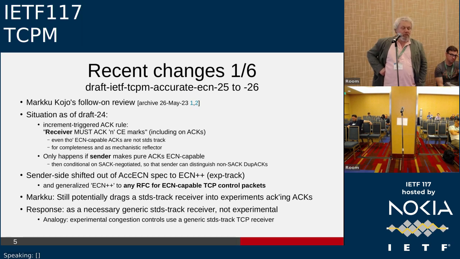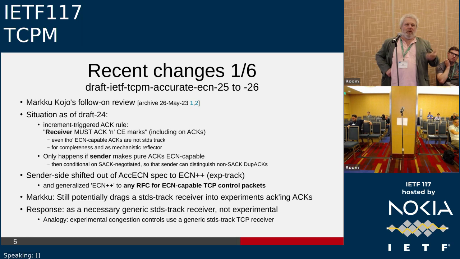So in response to that, we shifted the sender side of the ACKs of ACKs thing, which would make the ACKs of ACKs happen, out into the experimental draft on making pure ACKs ECN capable. But we left the residual part, which is ACKing pure ACKs if they have CE marks on them, in the accurate ECN spec, which is proposed standard. And that means that if there is no experiment that's making pure ACKs ECN capable, that feature of the proposed standard will never be exercised, but it's there for anyone who wants to experiment with it.